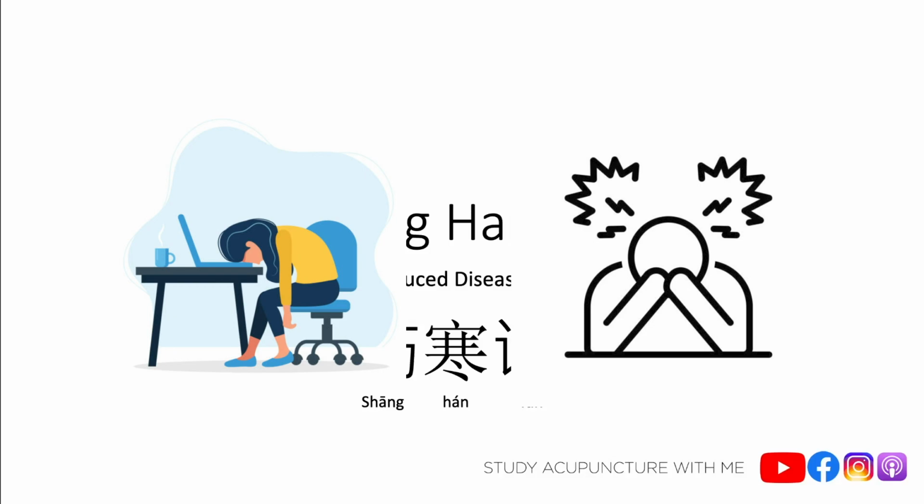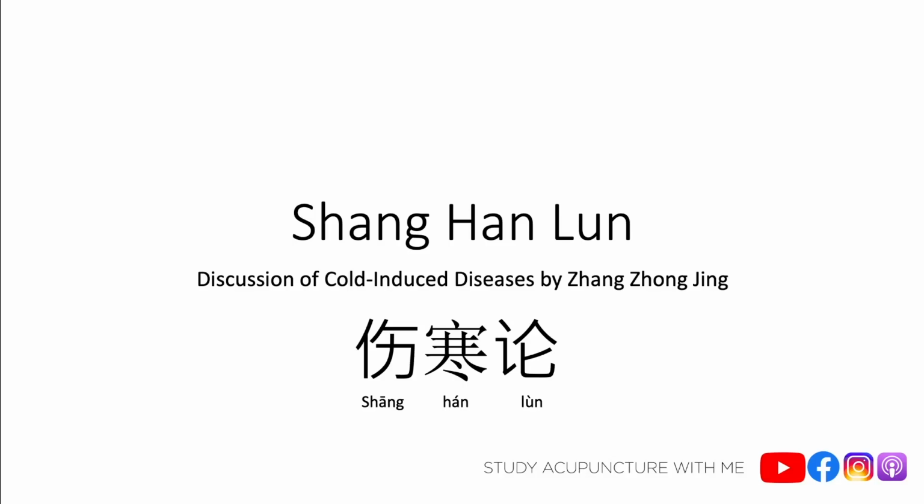And then later on, after Shang Han Lun kind of lost its steam, I'm just kidding, there was another paradigm shift that brought wind heat to the front, and that's where we get the wen bing from, and that's where we get 4 levels from. But you'll see, even as we go over the 6 stages, there is some wind heat there, but wind cold really prevails. So the thinking at that time, when Shang Han Lun was basically like the Instagram book with the most likes, was that wind cold symptoms would transform into heat. So that's why the Shang Han Lun is called the Discussion of Cold-Induced Diseases by Zhang Zongjing.